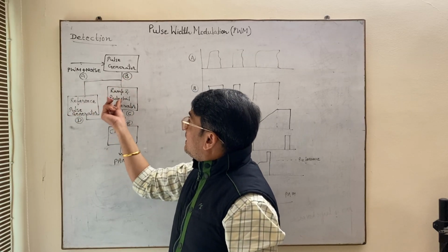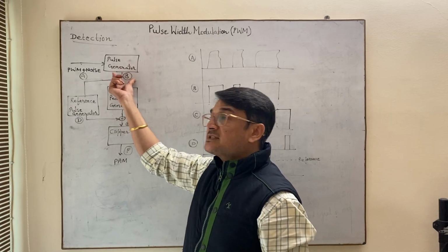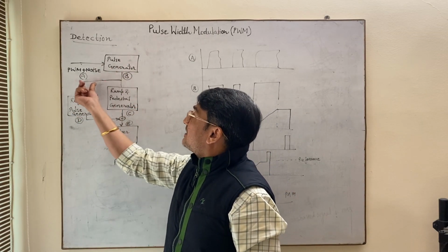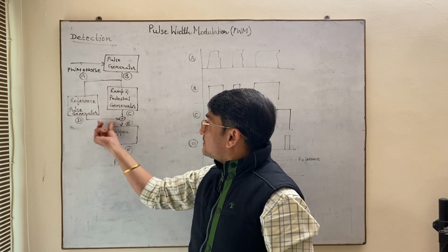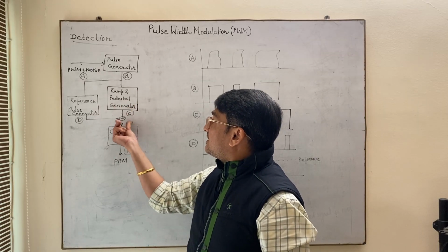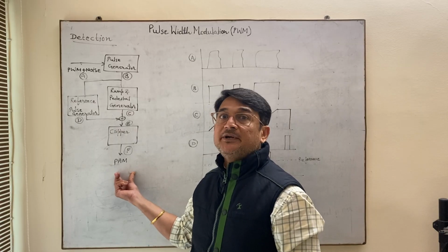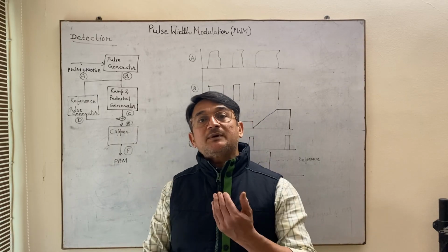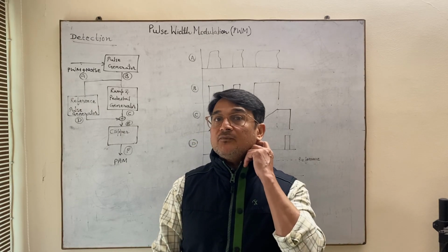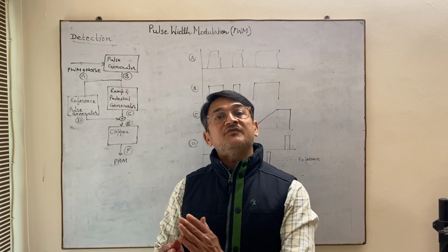This signal is then passed through the ramp and pedestal generator. From the pulse generator, a reference pulse is also given to this, and then these two signals are added. After the addition of these two signals, this signal is passed through the clipper, and the output of the clipper is nothing but the pulse amplitude modulated signal. Once you achieve the pulse amplitude modulated signal, this PAM signal can be demodulated with the help of the previous process which we discussed in the pulse amplitude modulation video.